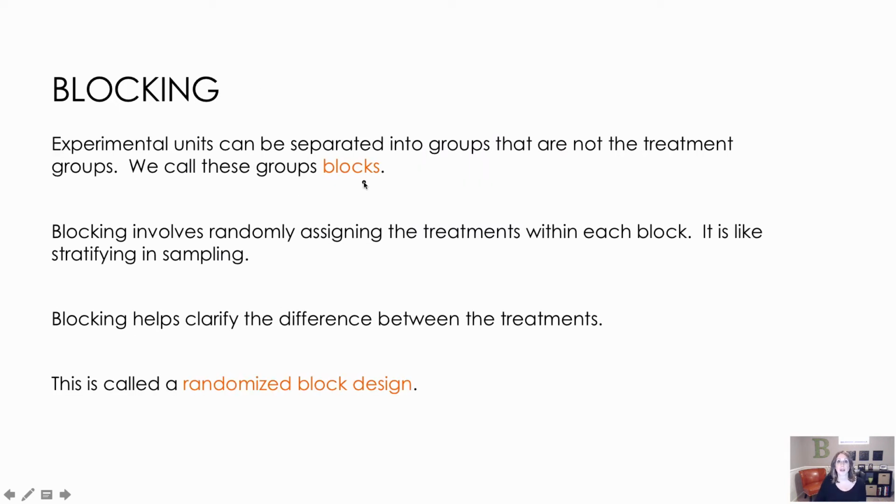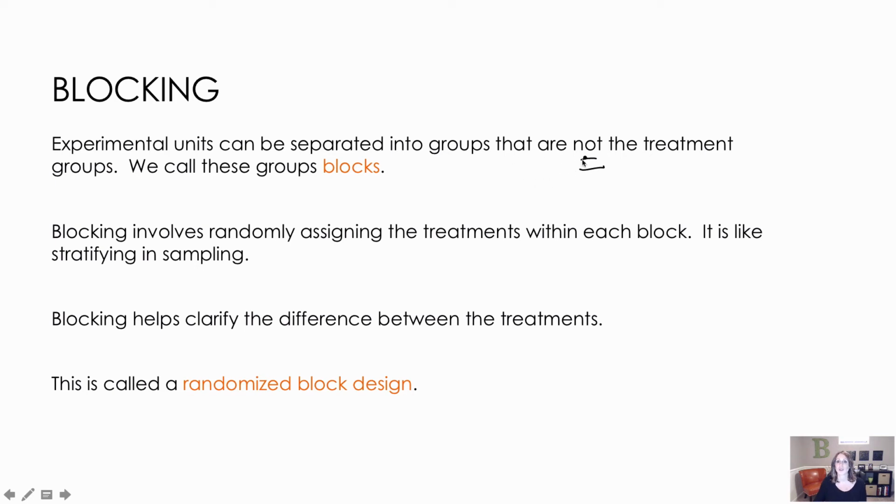So essentially, blocking is when we separate our experimental units, which is patients or lemons in this case, into groups that are not the treatment groups. So that means that I'm not going to take all of the Baker's lemons and put them in one temperature and all of the Hy-Vee lemons and put them in another temperature, because doing it that way would then show me that I don't know if the lemons from Baker's and Hy-Vee made the difference, or the temperature that they were in made the difference.